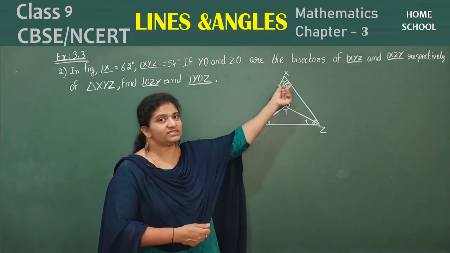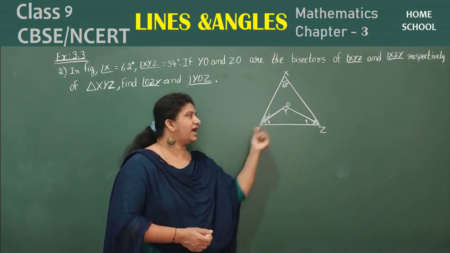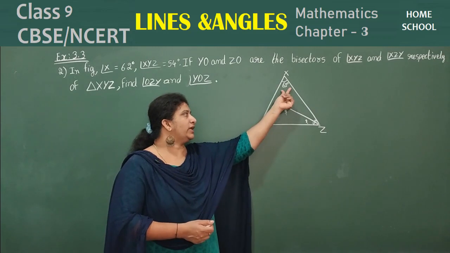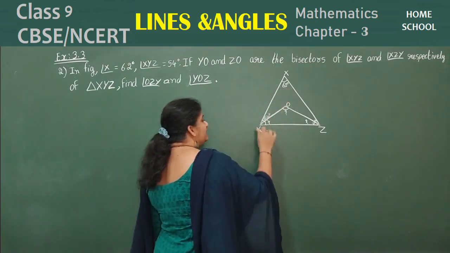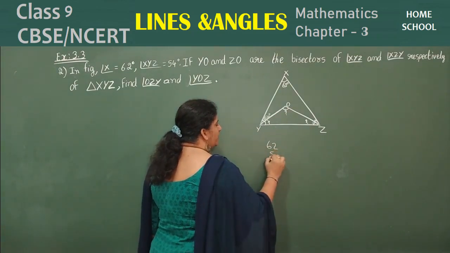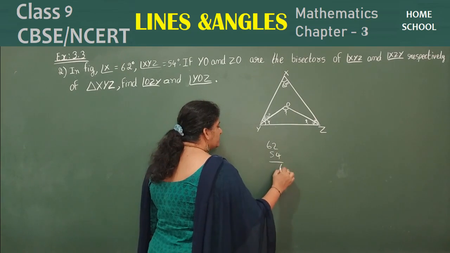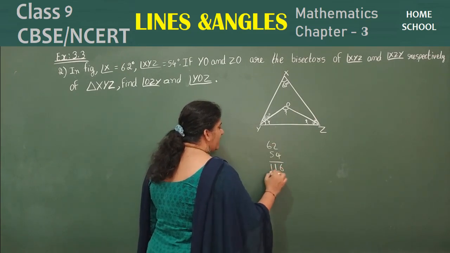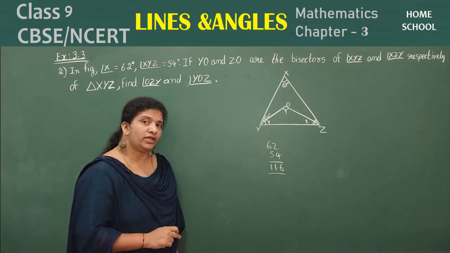So I can see angle X, angle Y, I know. What is angle X and angle Y? 62 degrees and this is 54 degrees. Add these two angles, children. 62 plus 54. What will it be? 4 plus 2, 6. 5 plus 6 will be 11. 116 degrees.